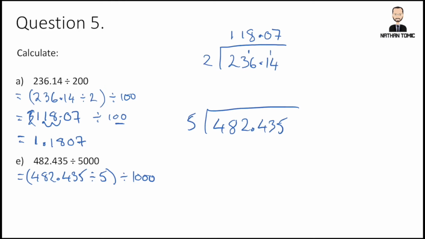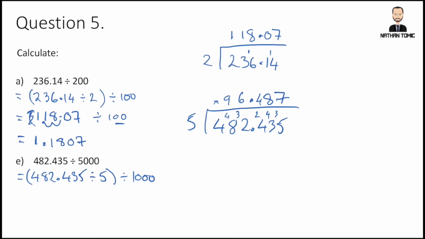So 5 into 4 is going to go no times, carrying the 4 across. 5 into 48, well, 9 will give us 45, so we carry 3 more across. 5 into 32 is going to go 6, which is going to give us 2 more. Whoops, I forgot to put my decimal point in. So carry our 2 across. 5 into 24 is going to be 4, carrying 4 across. 5 into 43 is going to be 8, carrying 3 across. And 5 into 35 is 7.